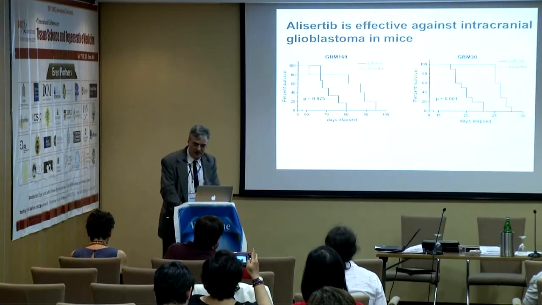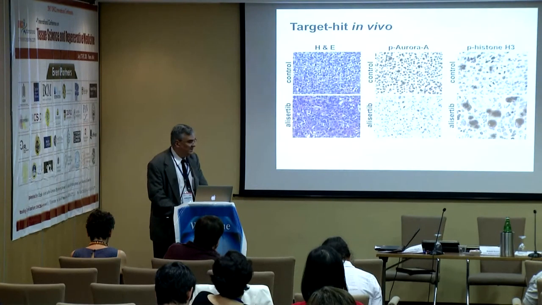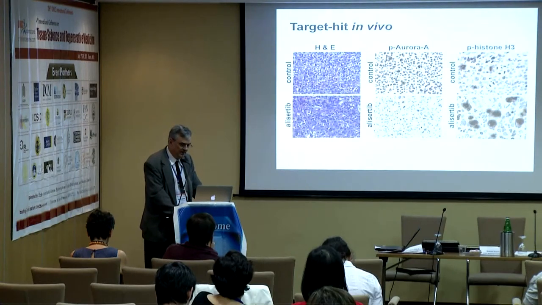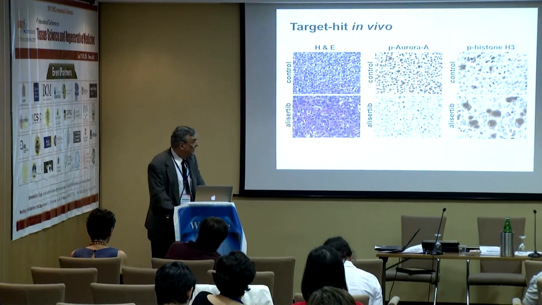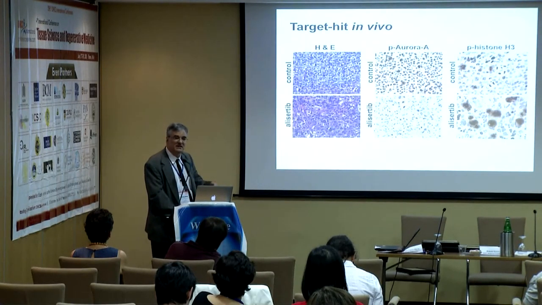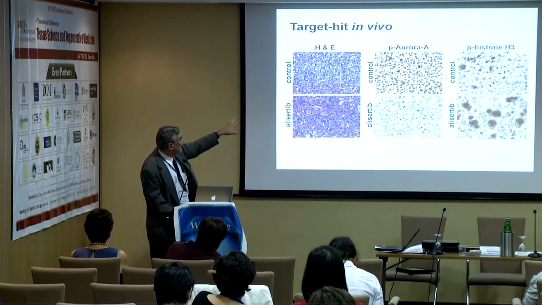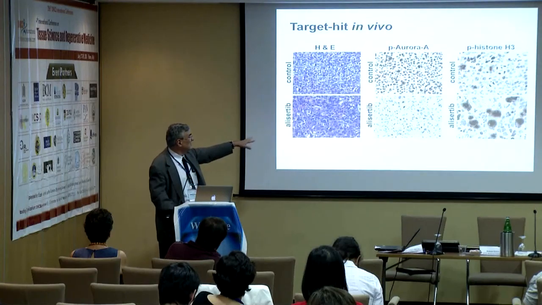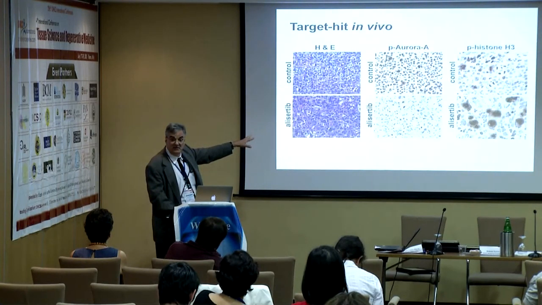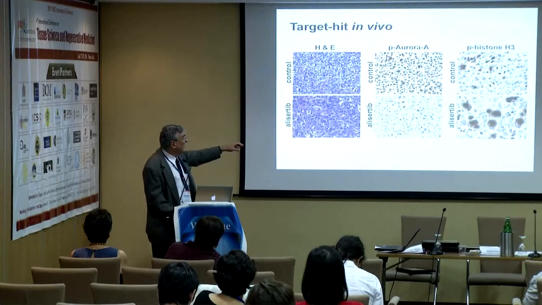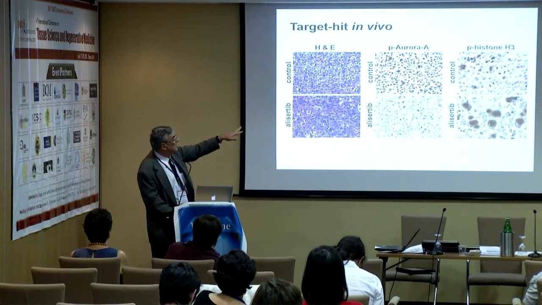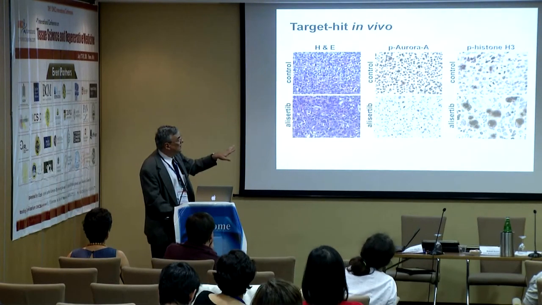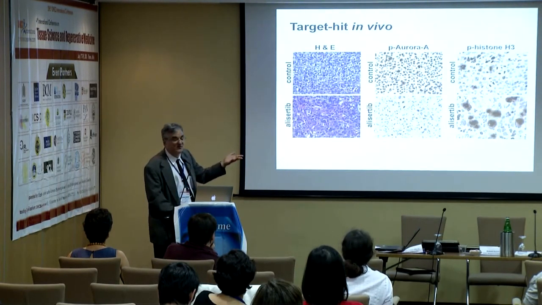But the really elegant part, in a very simple system, was the target hit confirmation. So we treated some mice and let the tumors grow a little while under treatment and then sacrificed them. And on the left, we can see the H&E, and we can see a similar effect on the cell ploidy that we saw in vitro. And we can see that the drug is working through the phospho-Aurora staining. So again, that's the activated form. If you inhibit it, it has less autophosphorylation.